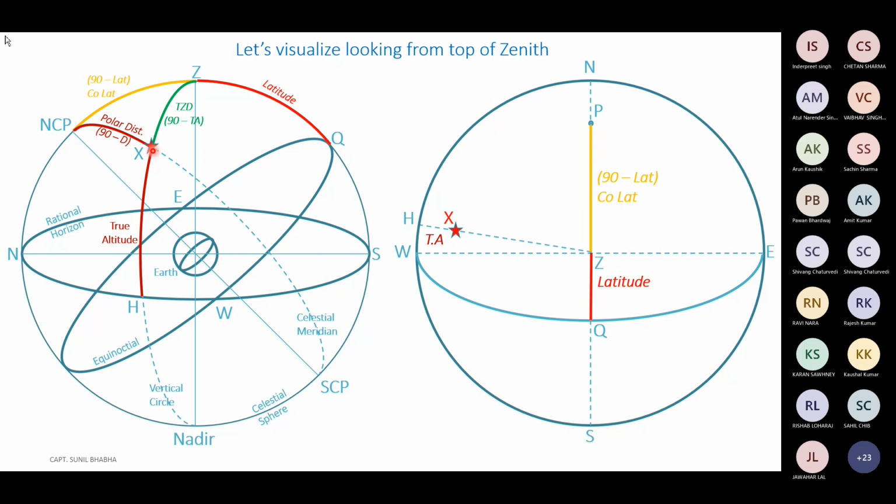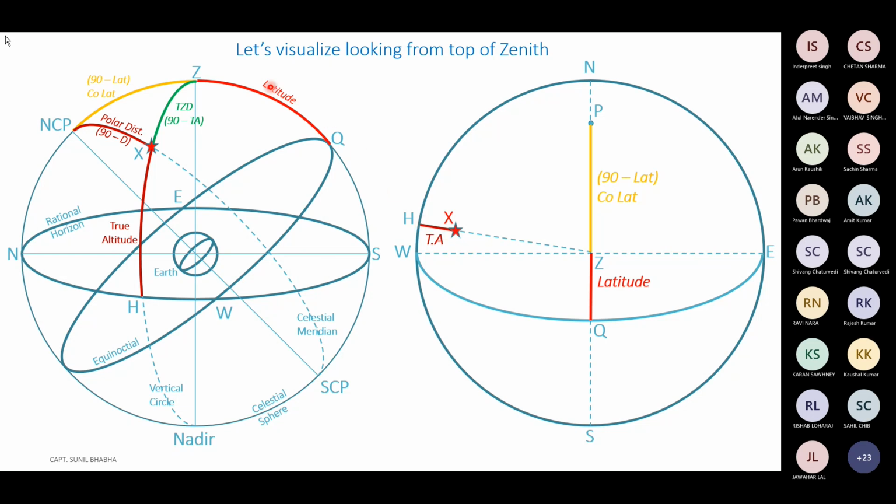So concentrate on the celestial sphere diagram. You see X to H highlighted in the maroon color. You have the true altitude of the body. The same true altitude is represented as H to X in the rational horizon diagram. So let's highlight it with maroon color here also in the rational horizon diagram.